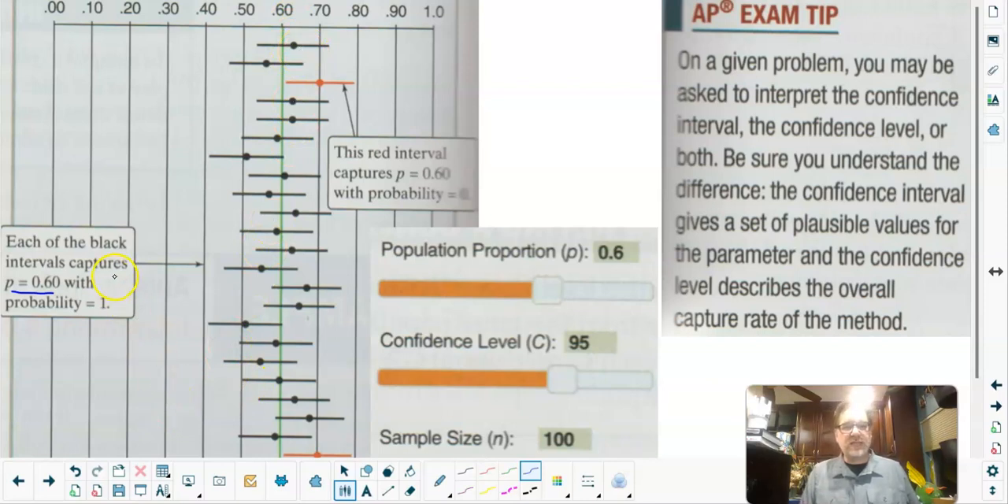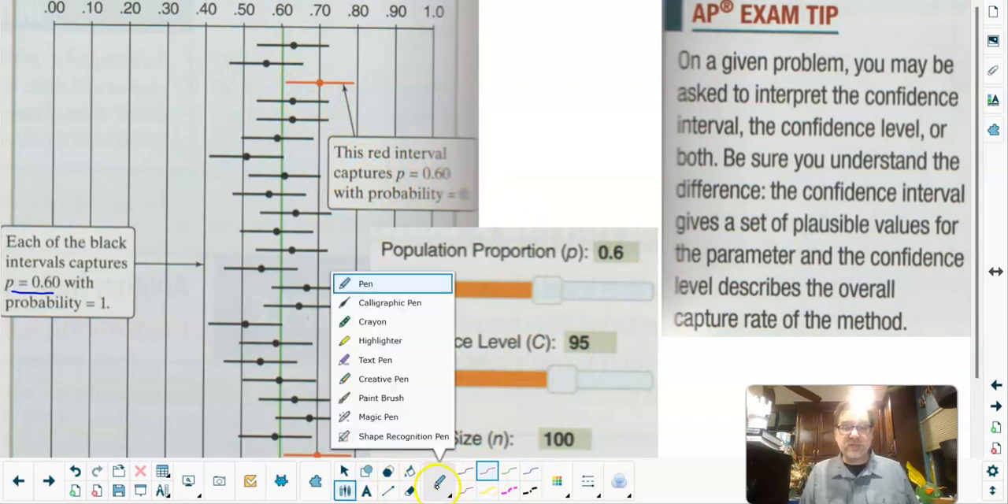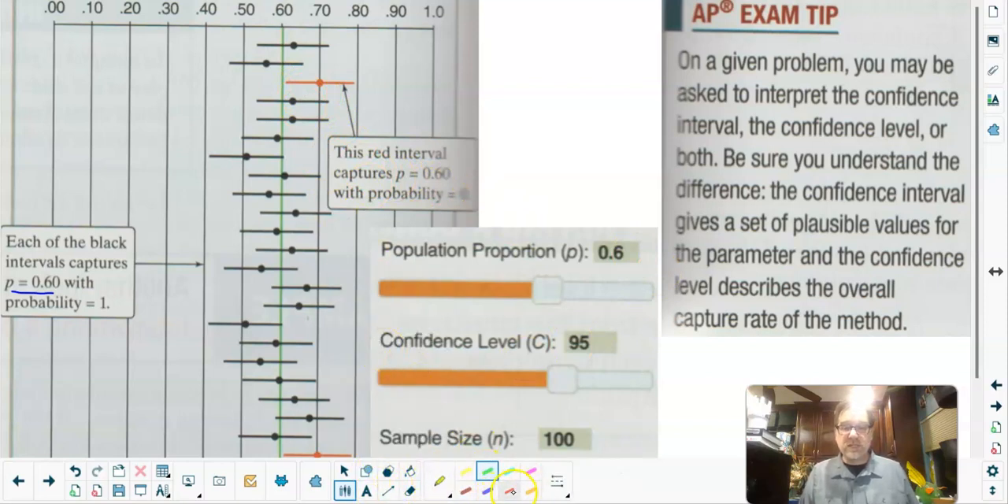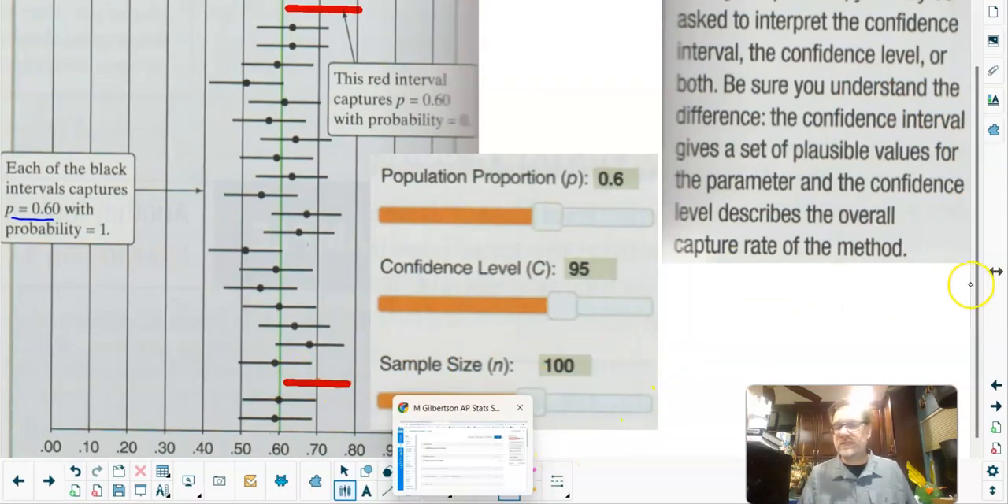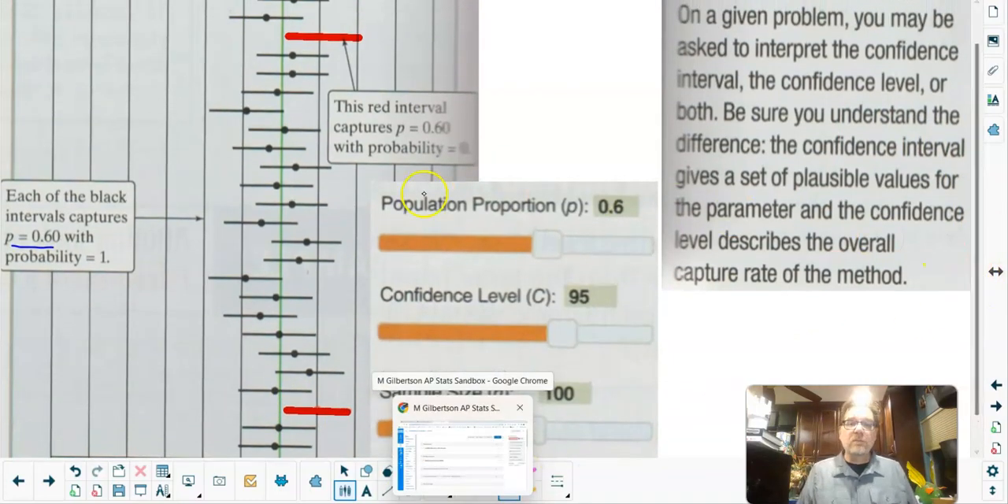Each of the black intervals captures P, which is 0.6, and it has a probability of 1 because that interval has it. These red intervals, if you can't see the color on your video, we're talking about the third one down, so I can highlight it here. This one did not capture 0.6. This one did not capture 0.6. So notice those have a probability of 0.